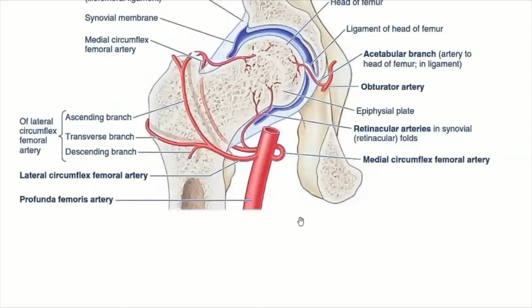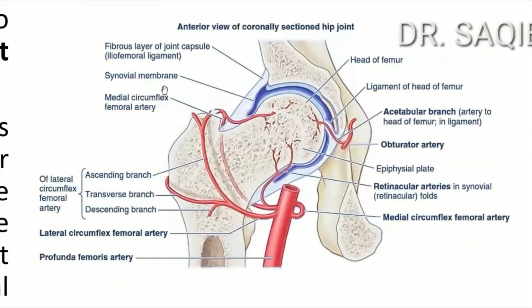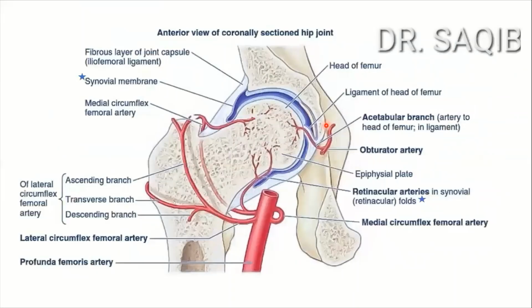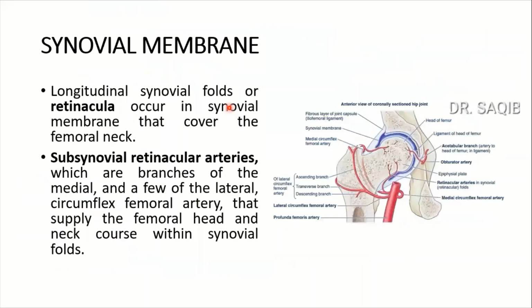Let's see the synovial membrane again. Here you could see this is the synovial membrane, right? This is the femoral head. Here you could see this is the synovial membrane, going all along the fibrous part of the capsule. This is that picture enlarged already. I've shown you in zoomed form.